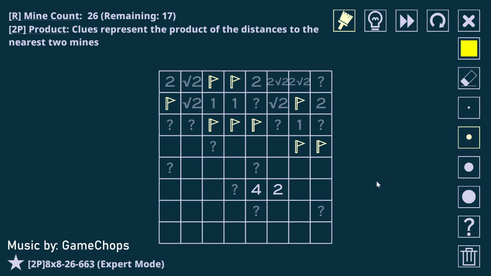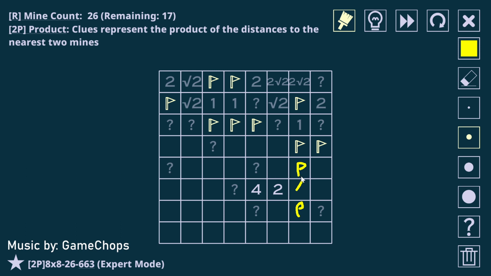Yeah, I don't get it. What? If this 2 is a root 2 times root 2, then we know both of those are mines. This 4 therefore can't see root 8 times root 2, which means it must see 2 times 2. Which means something like this wouldn't work. So it sees 2 of those cells at least. But why is that bad? I don't see why that would be bad.